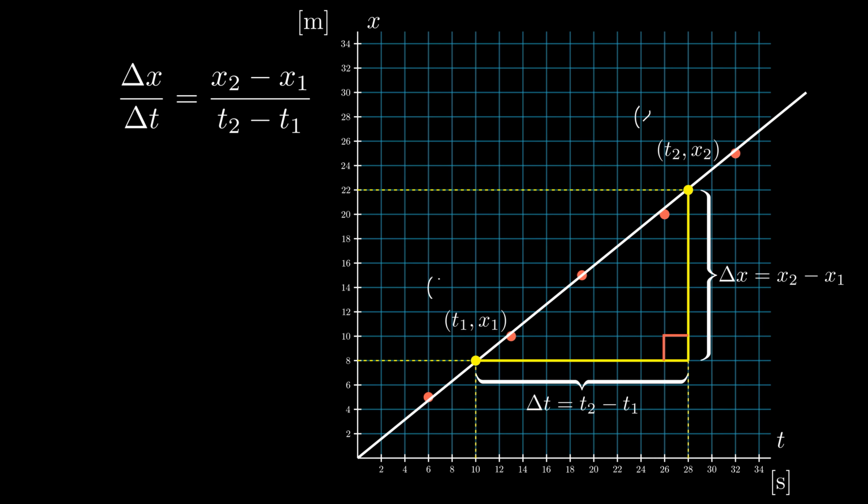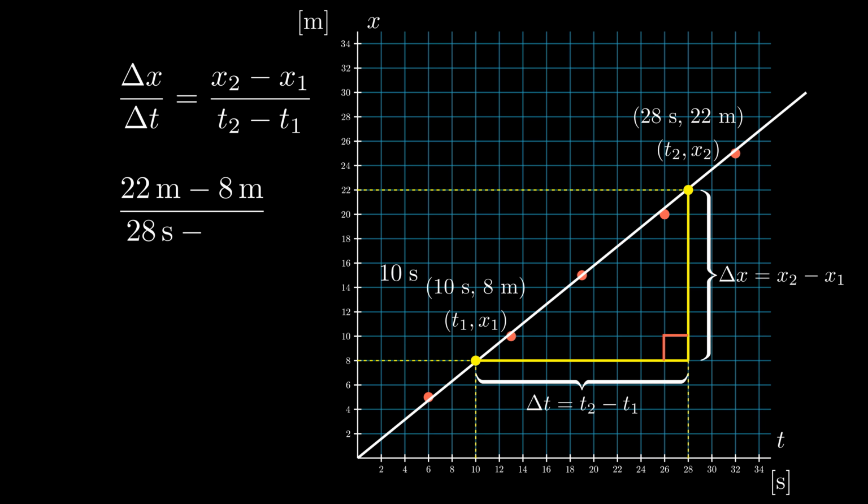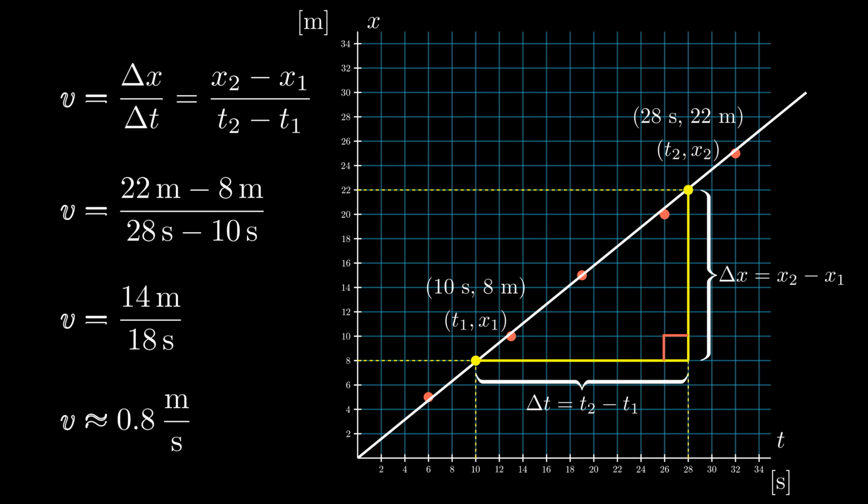We proceed to calculate the slope of the line, which is delta x divided by delta t. We substitute the formulas and then the numerical values visible in the figure: 22 meters for x2 and 8 meters for x1 and 28 seconds for t2 and 10 seconds for t1. Simplifying the numerator and denominator, we get a result of 0.8 meters per second. This unit indicates that we have calculated the velocity.